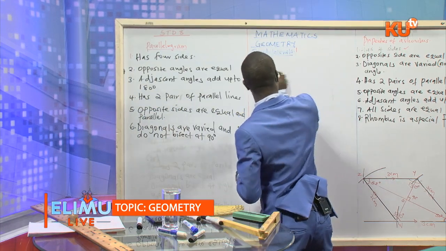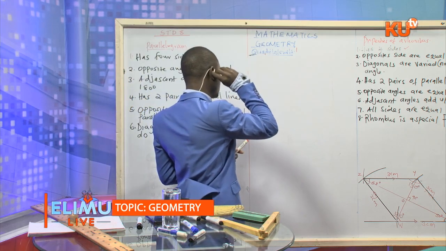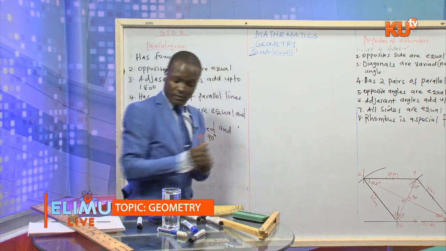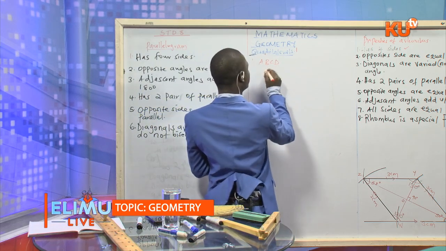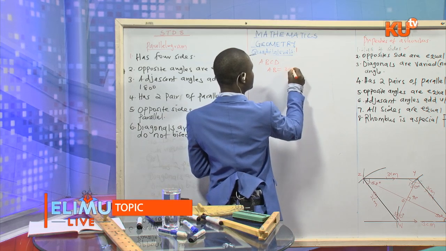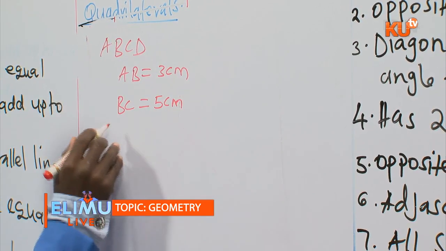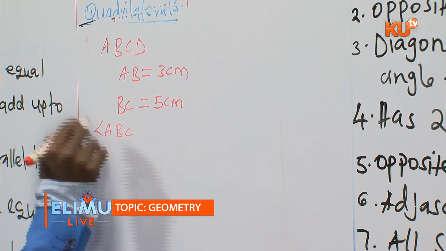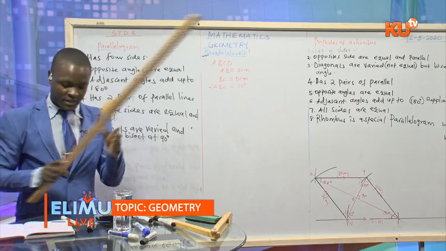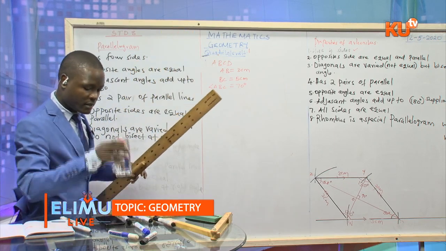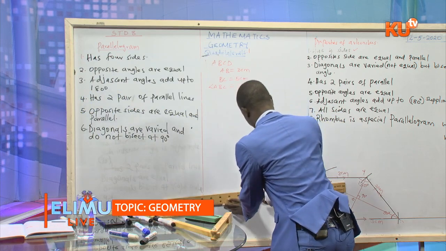So we are going to construct a parallelogram, maybe ABCD, such that line AB is 3 centimeters, line BC is 5 centimeters, and angle ABC is 70 degrees. So you start by drawing a straight line.